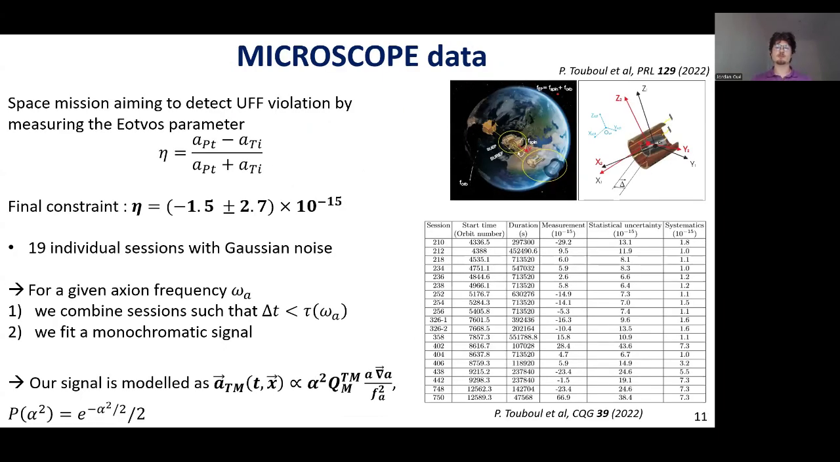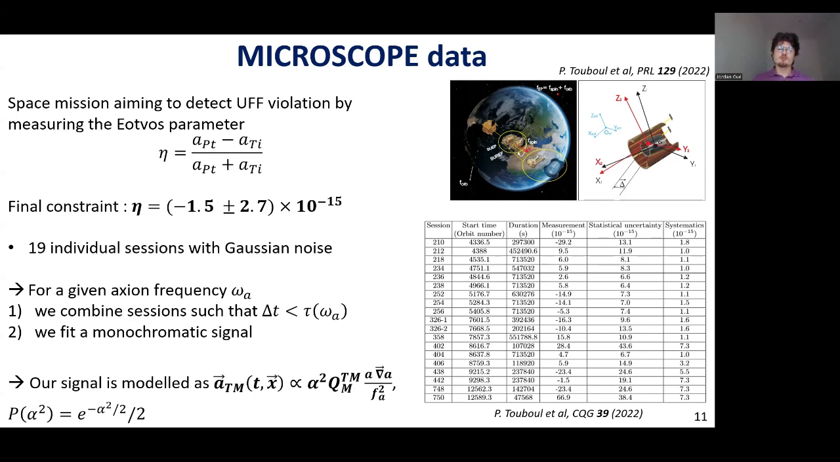Okay, so now let's look at MICROSCOPE. MICROSCOPE is a space mission that aimed at detecting UFF violation by measuring the differential acceleration between a platinum test mass and a titanium test mass. And their final constraint on this eta parameter is 10 to the minus 15, which is currently the best constraint on this parameter. And to do so, they used 19 individual sessions where the noise is Gaussian.